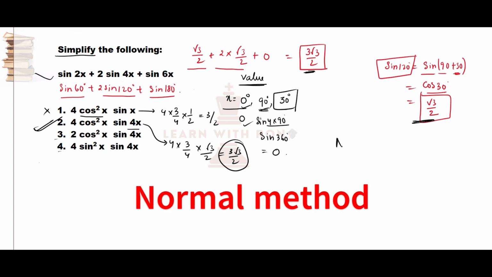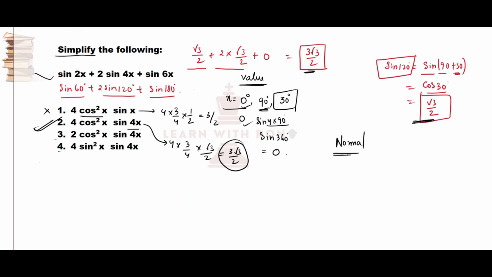Now let us solve by the normal method. See what expression they have given us: sin 2x plus 2 sin 4x plus sin 6x. If you observe the options, all of them are in the form of sin 4x. So let us bring this expression into the form of sin 4x. I think everybody knows this formula: sin c plus sin d is 2 sin of (c plus d) by 2 times cos of (c minus d) by 2. Remember this formula.